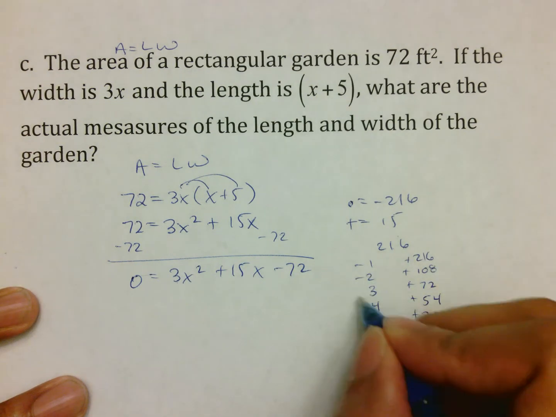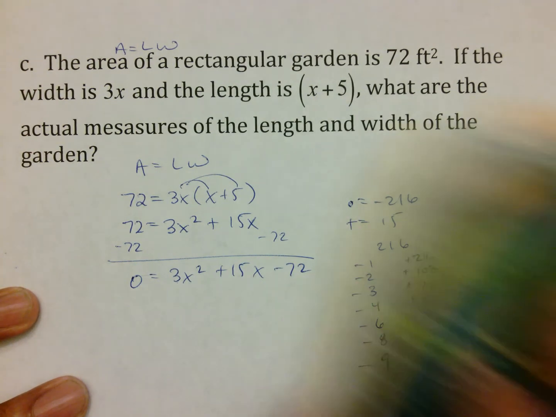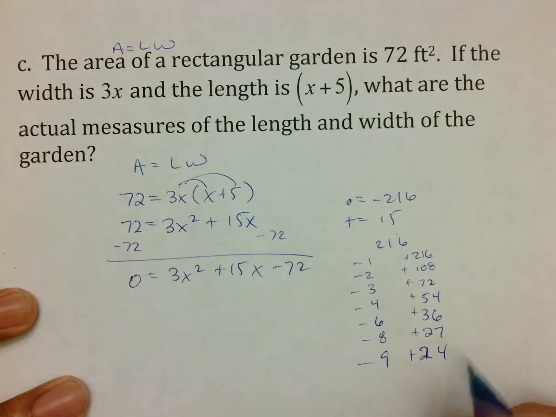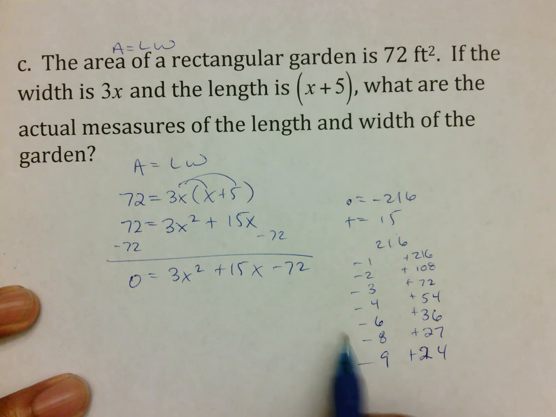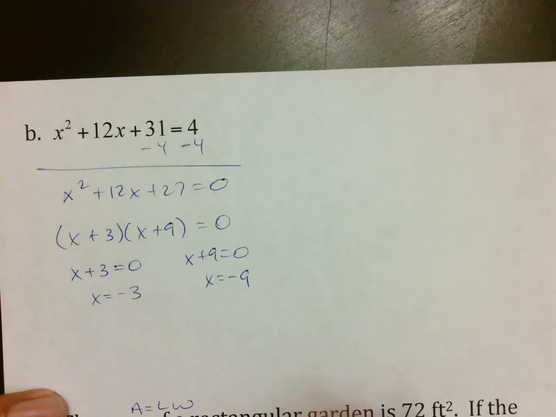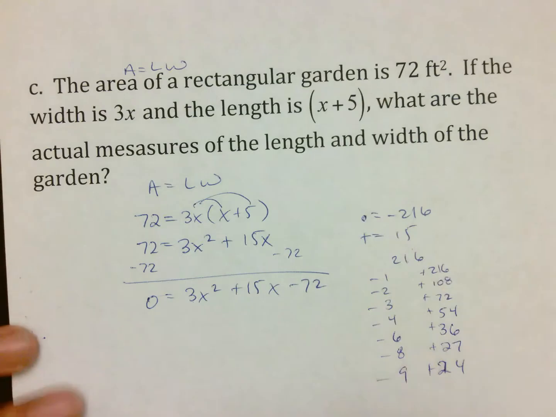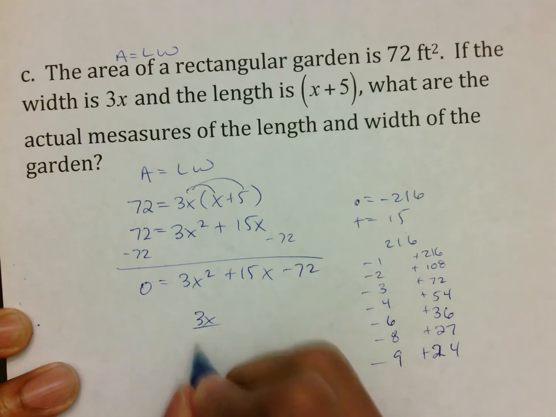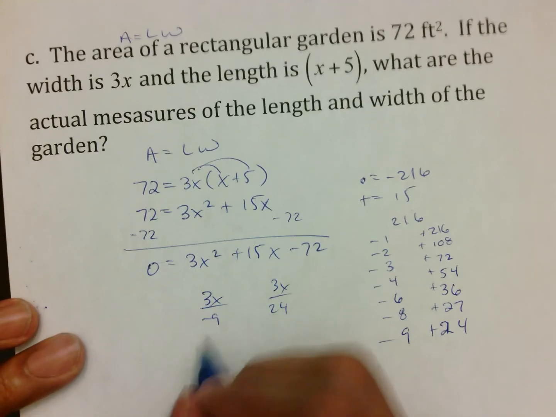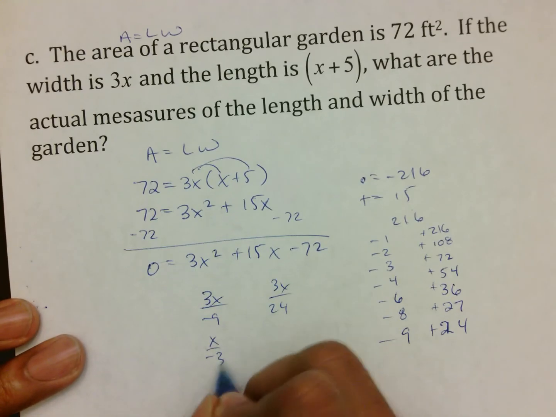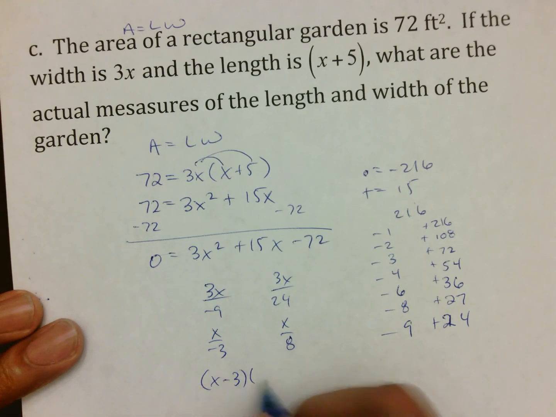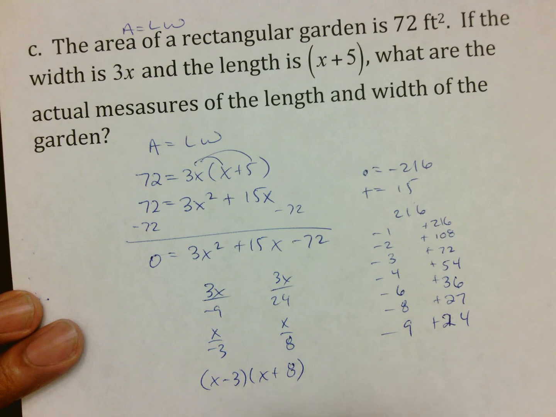This tells me the signs are different because it's a negative 216, and when I do negative 9 plus 24, notice that I get 15, which means that those are my numbers. Once again, you have to remember that because there's a number in front, I can't just do like I did here where I find the numbers and put them in. I actually need to do the fraction to keep myself honest, so I'm going to do 3x over negative 9, 3x over 24. This turns into x over negative 3. This turns into x over 8, which means my factors are x minus 3, x plus 8.